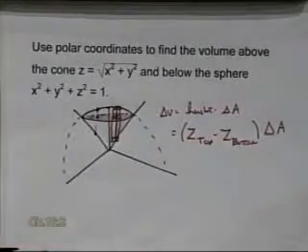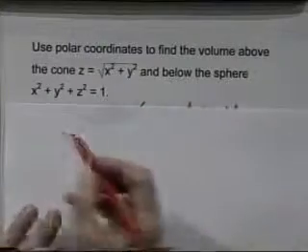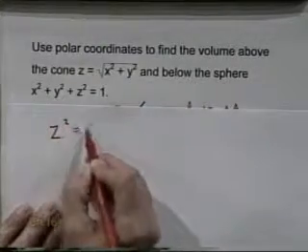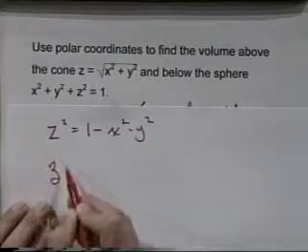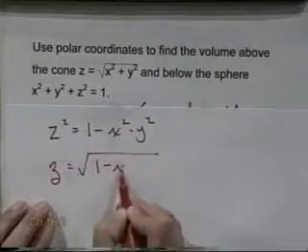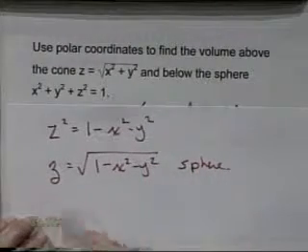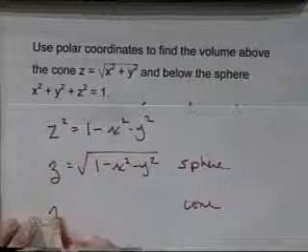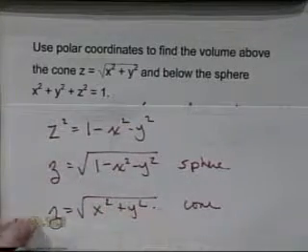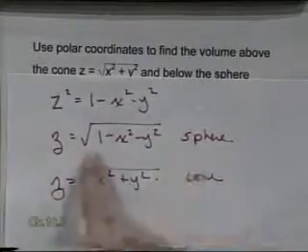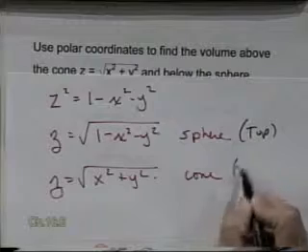With the two surfaces that we have, the top surface was real easy. It's the sphere. So it's given by z squared equals 1 minus x squared minus y squared, or the sphere is given by z equals square root of 1 minus x squared minus y squared. That's my sphere. And the cone, they already gave me the equation. It's z equals square root of x squared plus y squared. So this is the top, and this is the bottom.